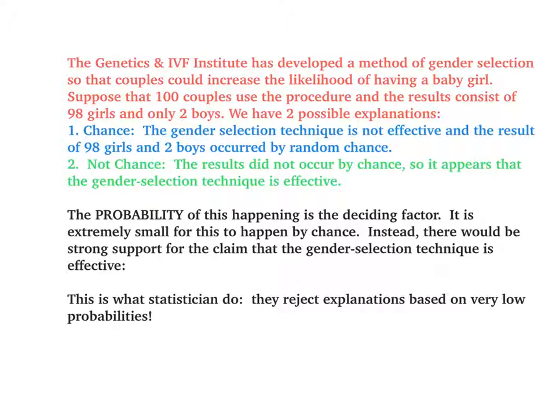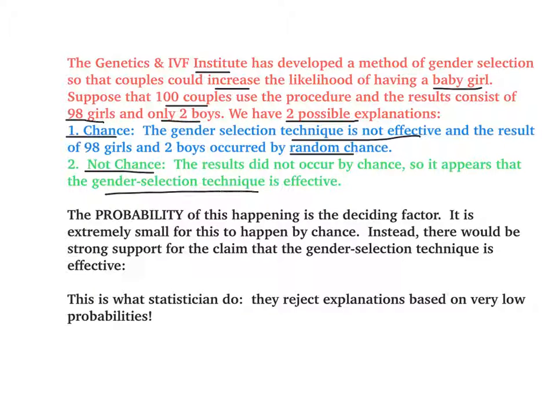Let's look at this problem here. The Genetics and IVF Institute has developed a method of gender selection so that couples could increase the likelihood of having a baby girl. Suppose that 100 couples use the procedure and results consist of 98 girls, only 2 boys. There are only 2 possible explanations. Explanation 1, it just happened by chance. The gender selection technique is not effective, and the result of 98 girls and 2 boys just occurred by random chance. Number 2, not by chance. The results did not occur by chance, so it appears that their technique is effective.